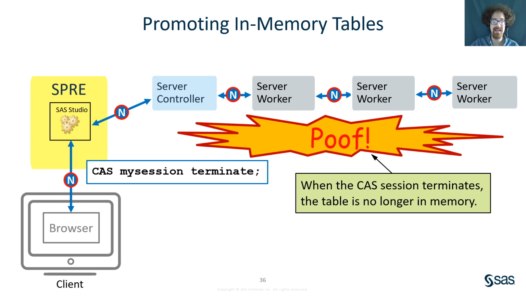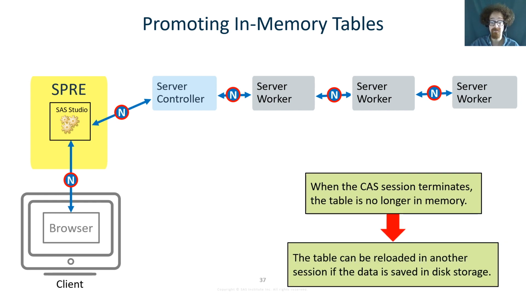Then the CAS session is ended with a CAS session terminate statement. One way to do that is to submit the session statement. The session goes away, and the in-memory table is also removed from memory. So the data is essentially deleted unless it's been saved to the hard drive. The table could still be loaded again in another session if there's a stored disk copy to reload, and this would be that SASHDAT file we saw earlier.